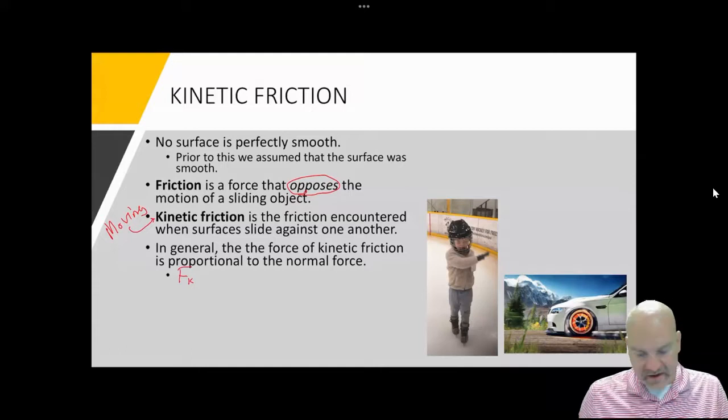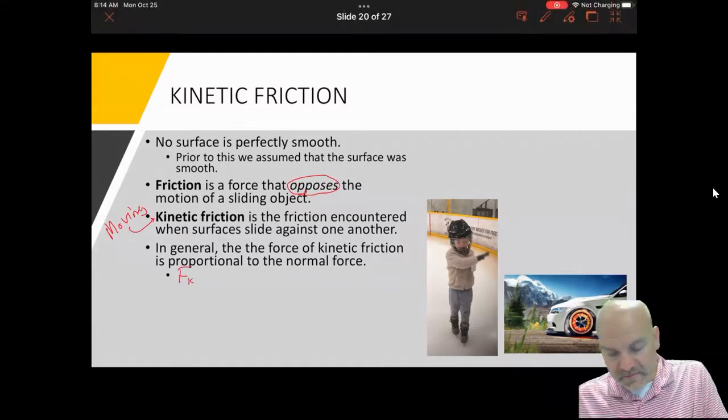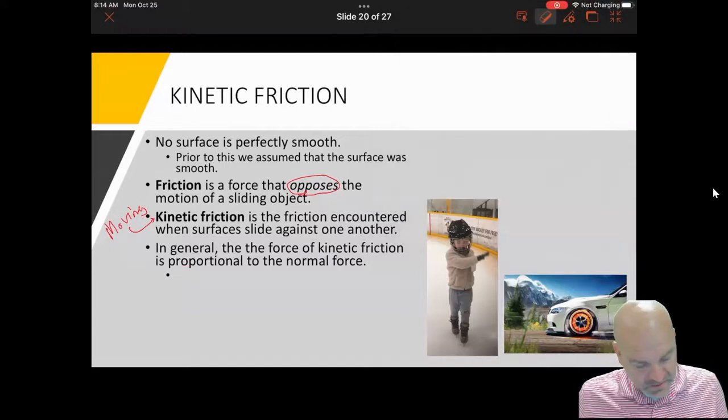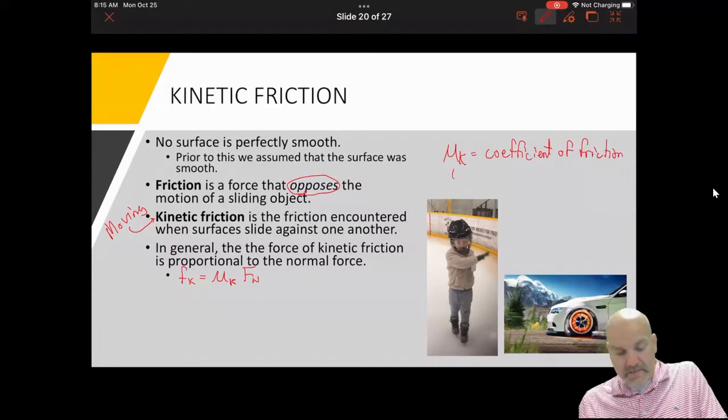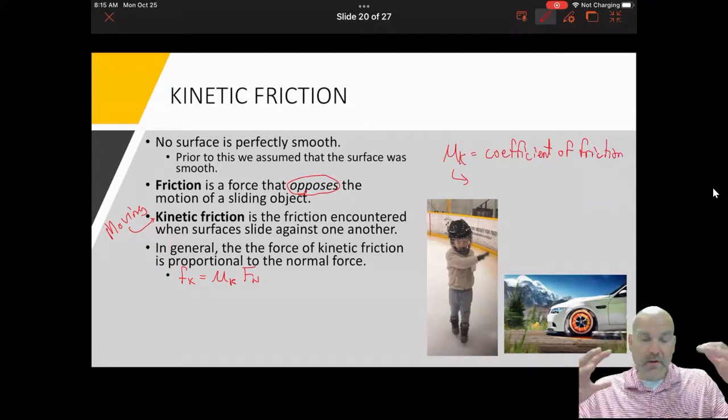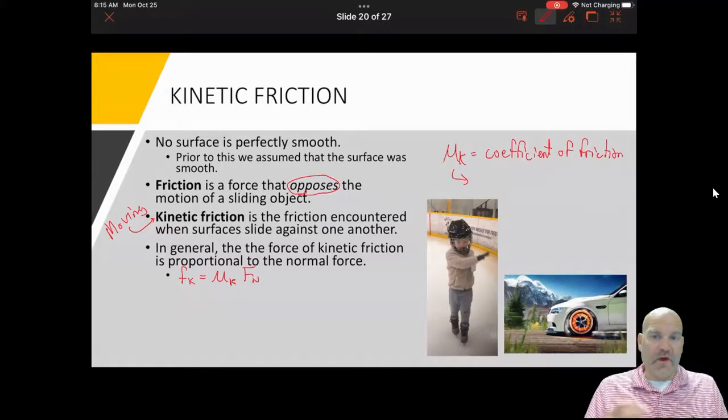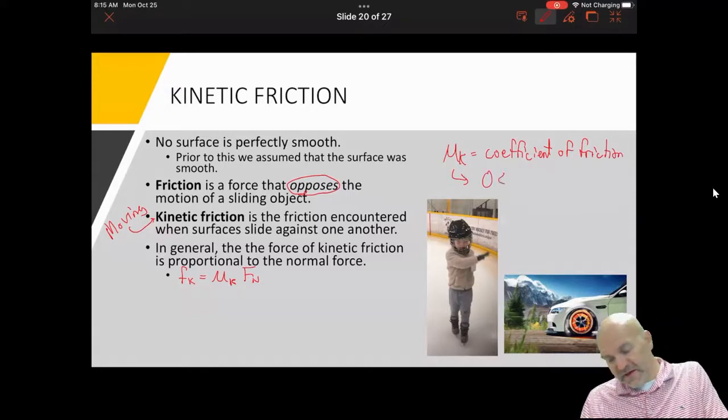In general, the force of friction is proportional to the normal force. In fact, a lot of times I like to use a lowercase f for friction, so let me go back and do that. So f sub k, that k signifies kinetic friction, equals mu k, and I'll discuss mu in a minute, times the normal force. So mu k is something that is called the coefficient of friction, and basically it tells us how slippery the surface is or how not slippery the surface is.